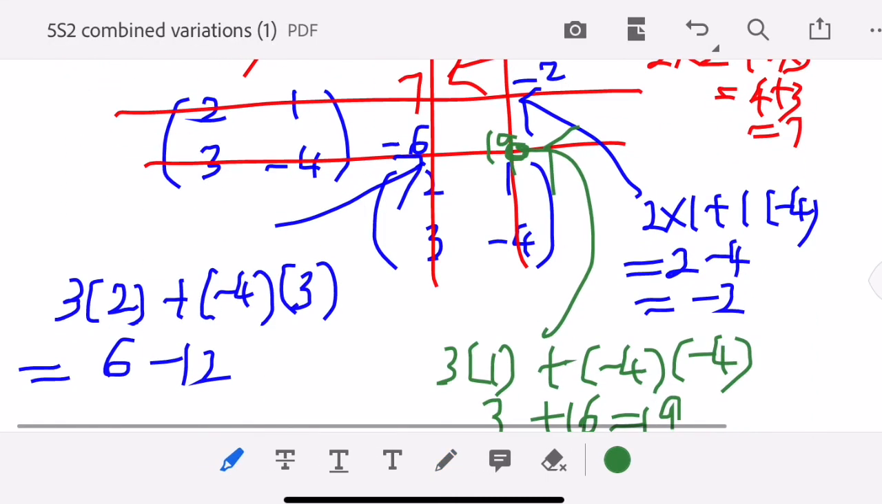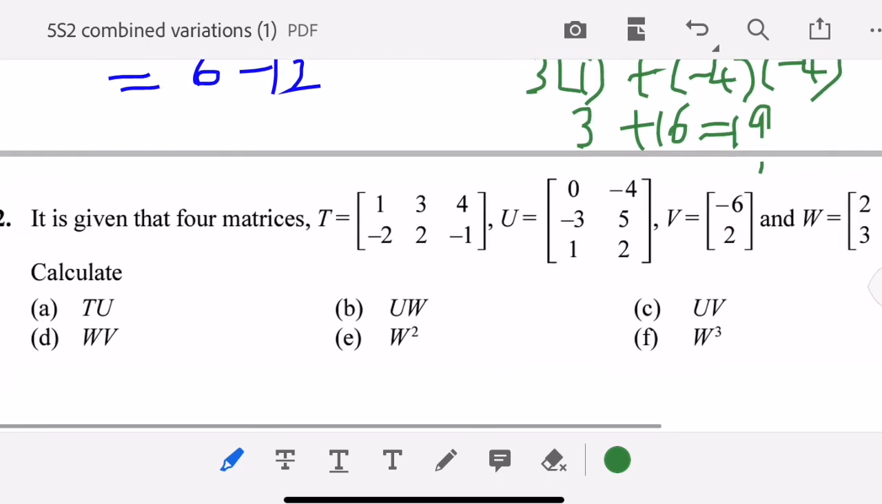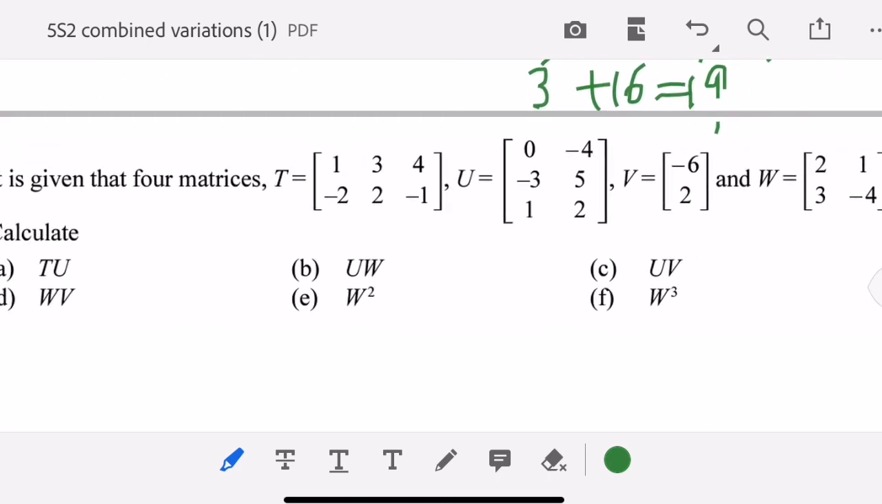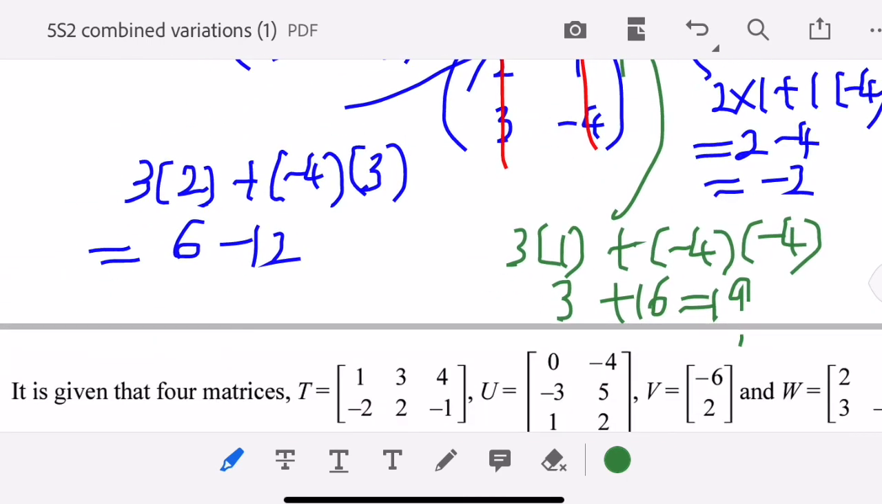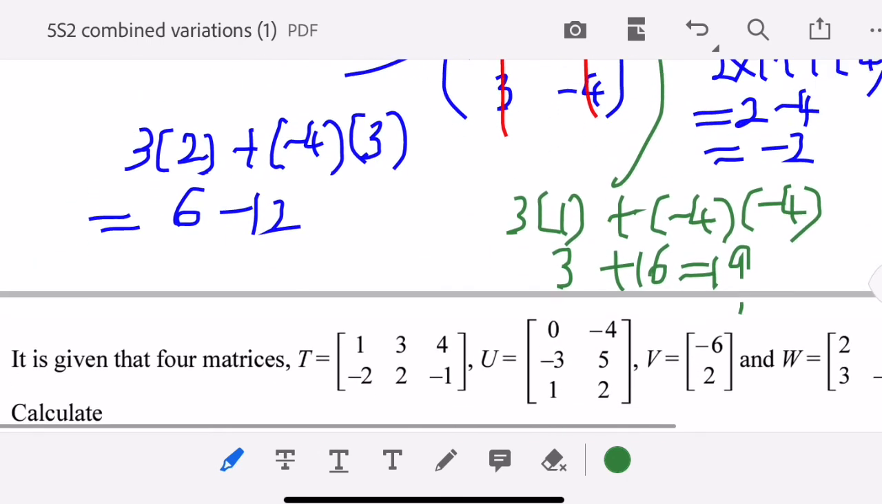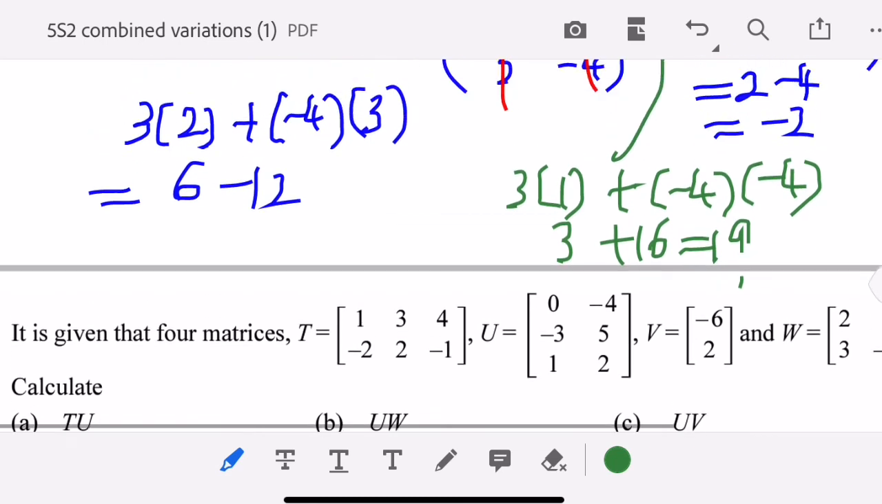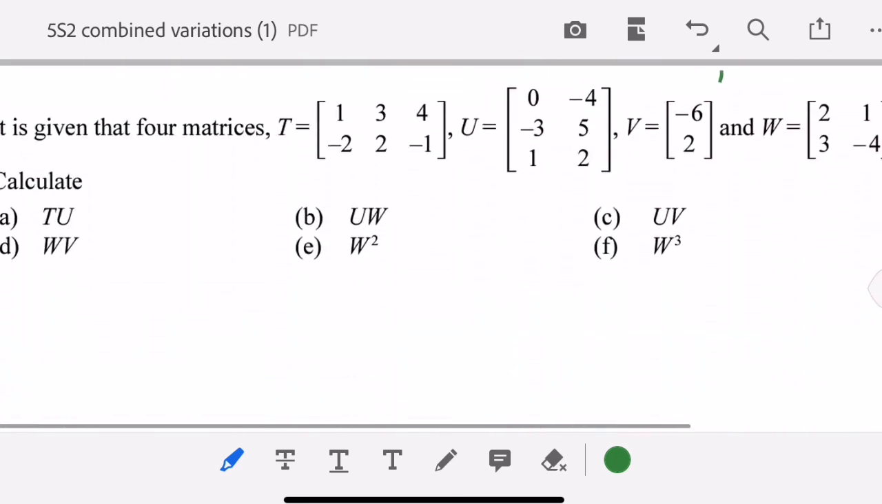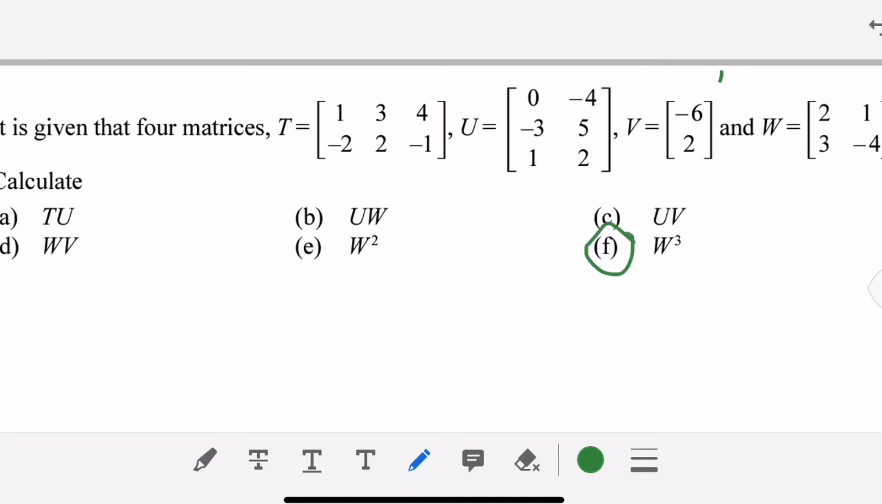Got it? So for next week's class, you try on your own all the multiplication of the matrices for this exercise. All right, so maybe the next question is asking for this one, W3. W3 means you take W2 times the W.